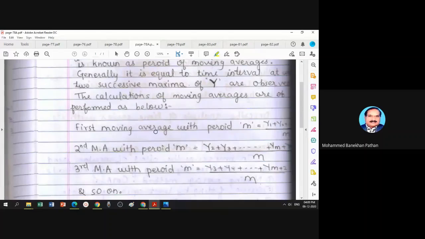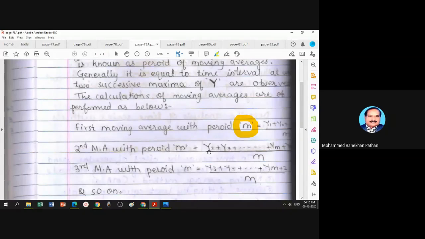First, moving average with period of m. This scan copy is not clear. The numerator is y1 plus y2 plus ... ym. So we are taking the total of the first m values of the data divided by m. This is the average from the starting value till the m-th value of the data. Now after getting this calculation, we calculate the second moving average.